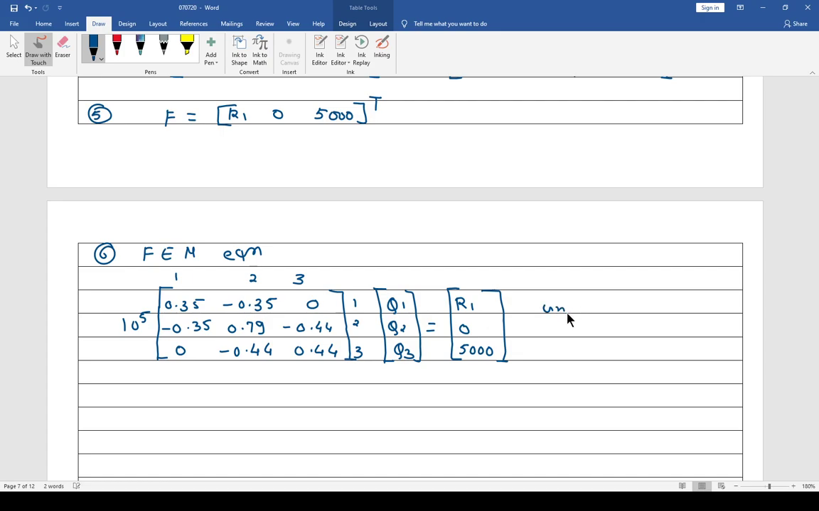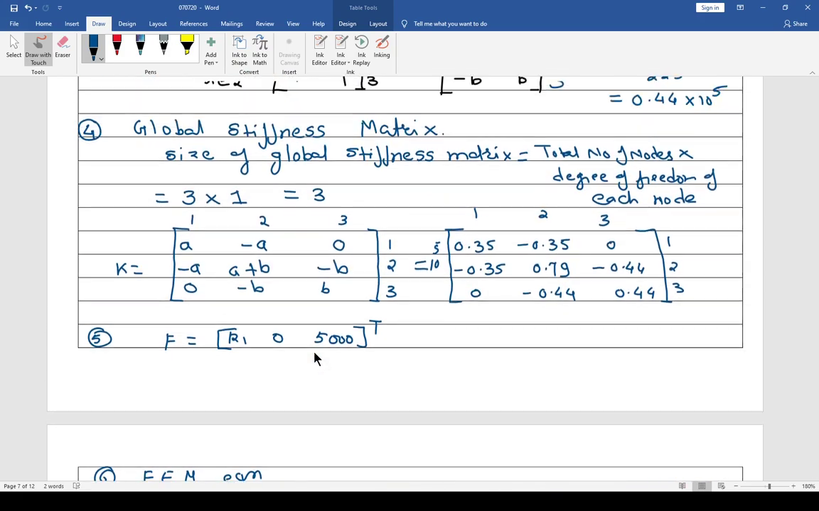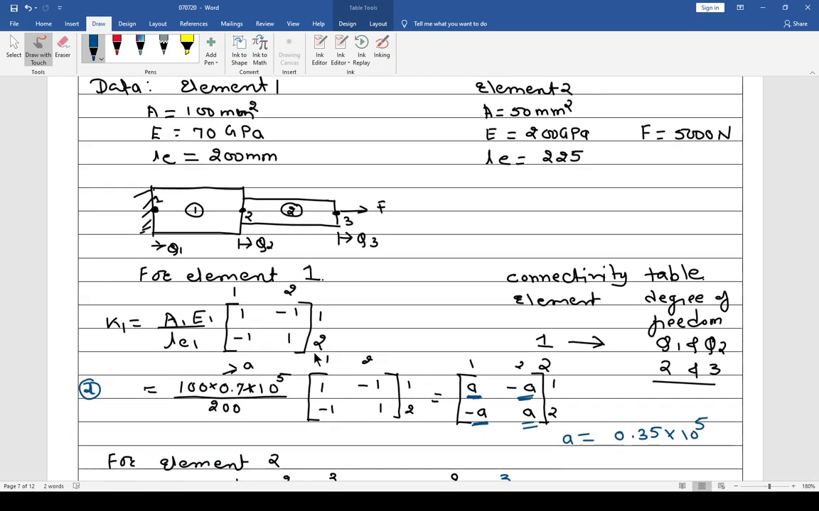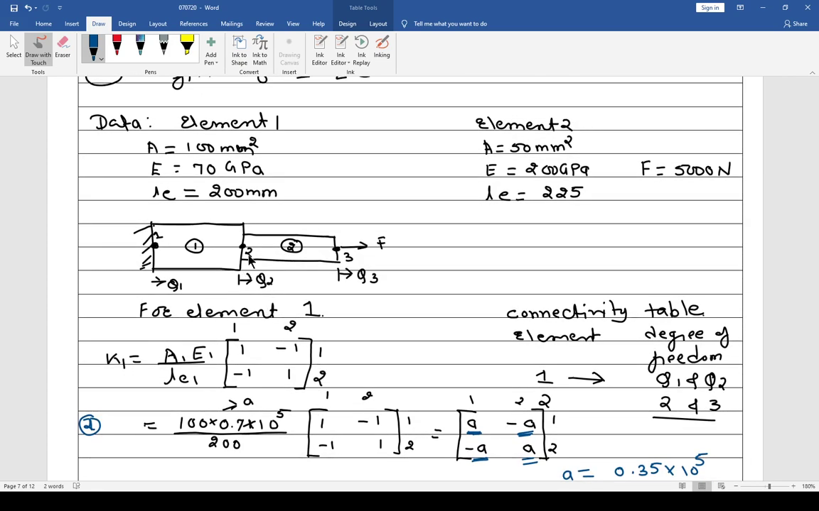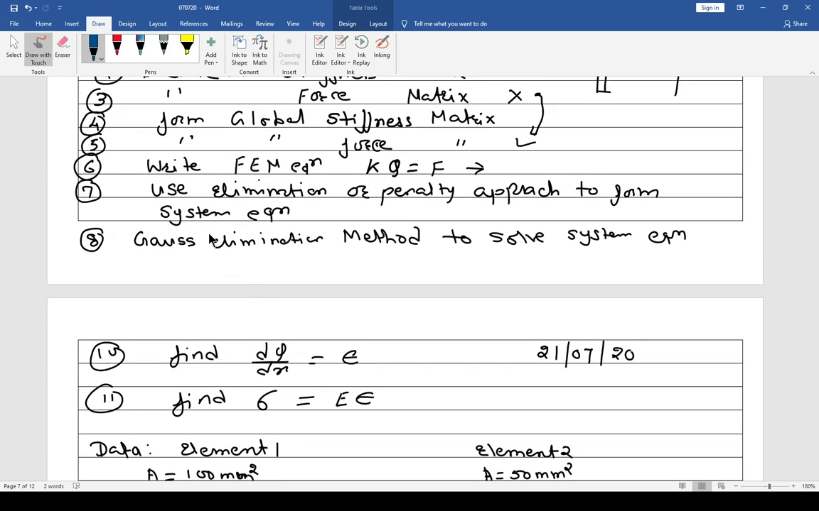So unknowns are 4, and equations are 3. So the next step is to use the elimination or penalty approach to form the system of equations. The penalty approach we haven't studied, but the elimination approach we did study.